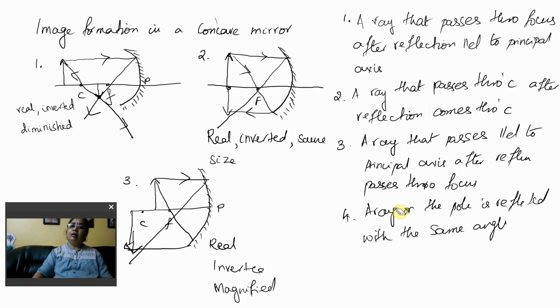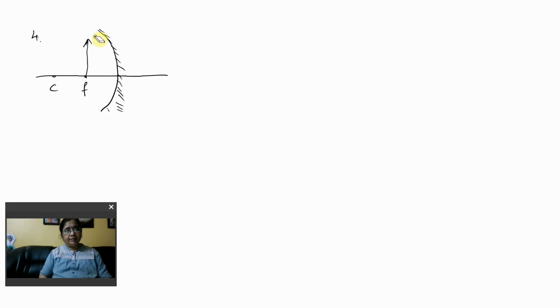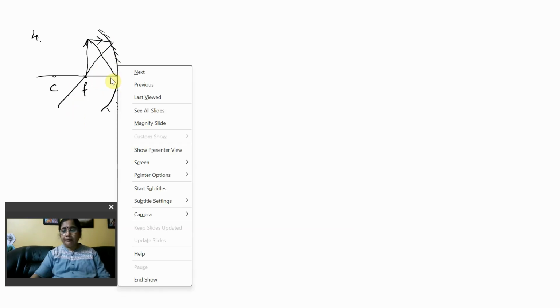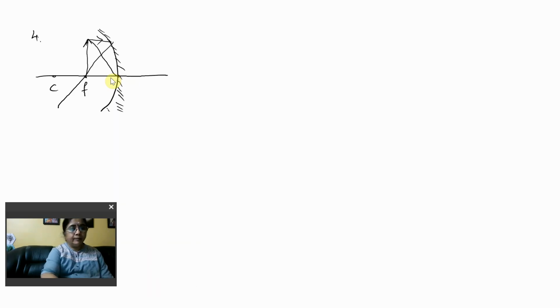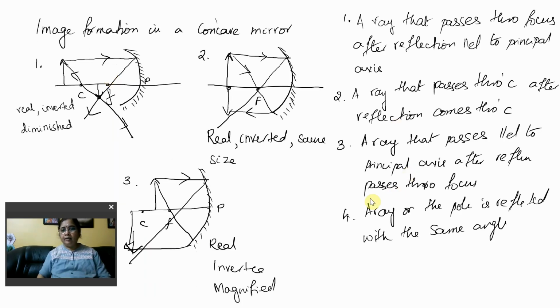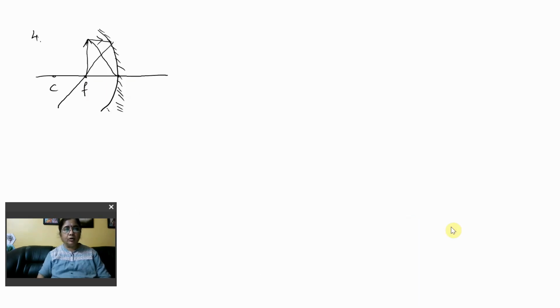I will take rule number 3 and rule number 4. So a ray that passes through the principal axis will go through the focus. That is the first thing. Then what is the second thing? A ray that is incident on the pole will be reflected at the same angle. A ray on the pole, this is not R, on the pole, is reflected with the same angle. This is rule number 4.